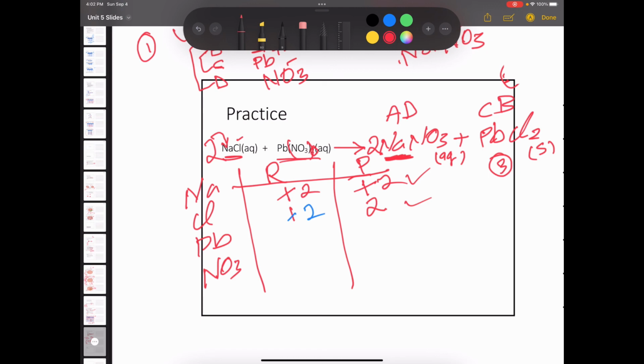Let's look at the lead. I have one lead right here, and I have one lead on the product side. So that's another one. So lead is all balanced. I don't have to worry about it. Let's look at the nitrate as one unit. I have 2. I know my writing is masking the parentheses here. So I have 2 of the nitrate, and I have 2 of the nitrate down here. So the nitrate is also balanced. So my final balanced equation would look like this.